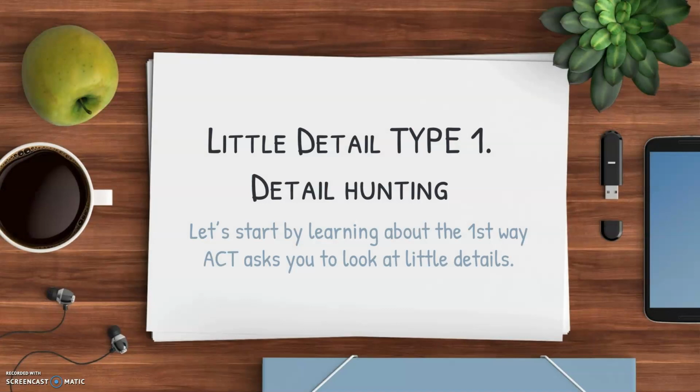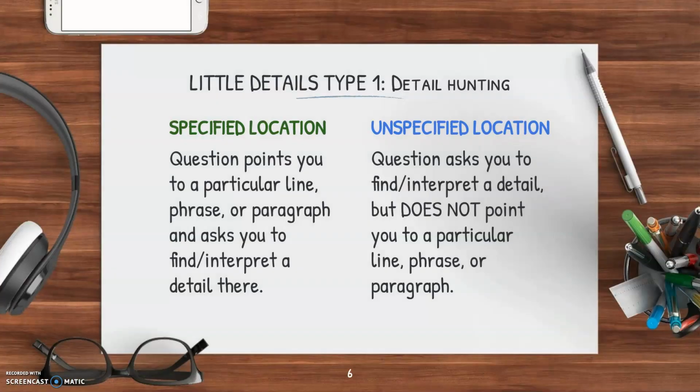So there are actually two types of little detail questions, and we're going to start by learning about the first way, which is called detail hunting. Detail hunting questions can actually come in two different ways. The first type is a specified location. This means that the question points you to a particular line, phrase, or paragraph, and then asks you to find and interpret a detail there. So these are pretty straightforward because you know exactly where to look to find the correct answer.